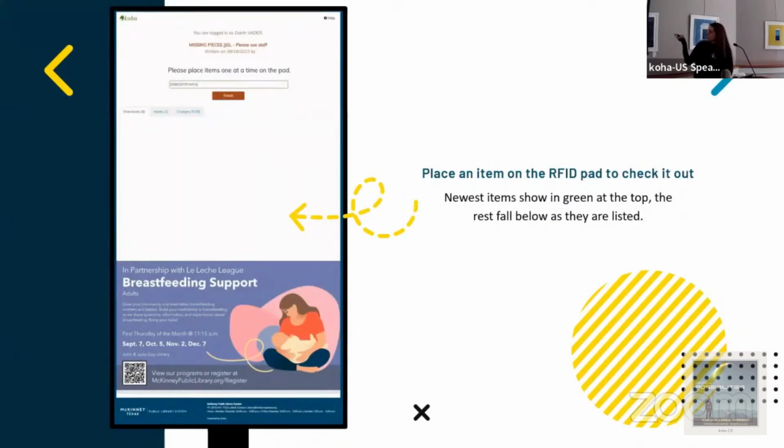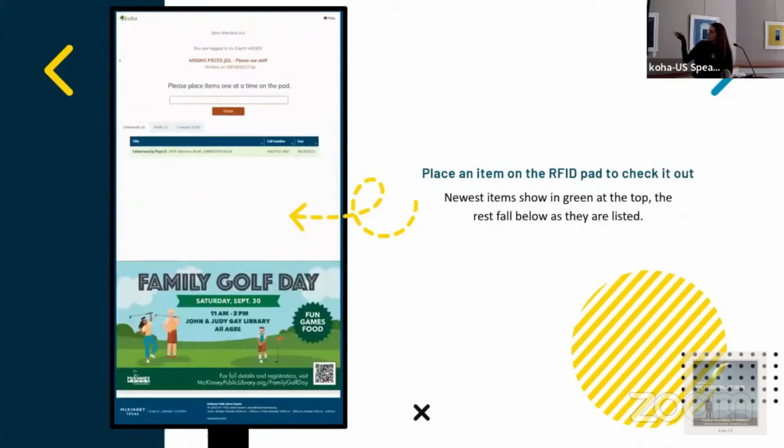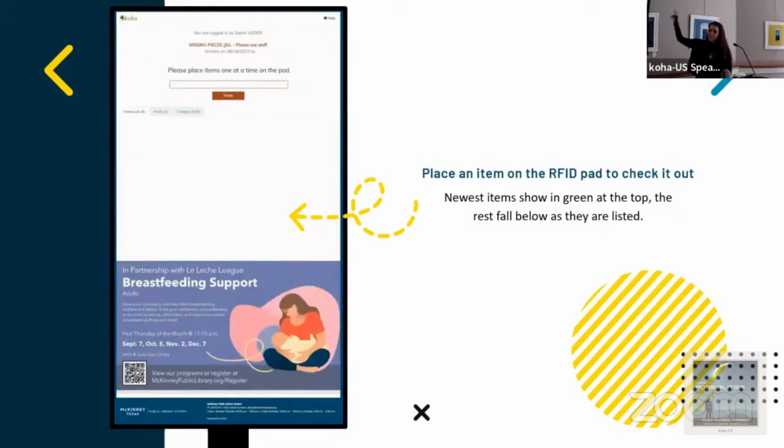The newest item that's going to show up at the top in green, anything below that will be added as a table. And if they happen to check out a bunch of stuff, our patron Darth Vader just wants this one item. If they happen to check out a bunch of stuff, it'll turn into a little scroll bar.